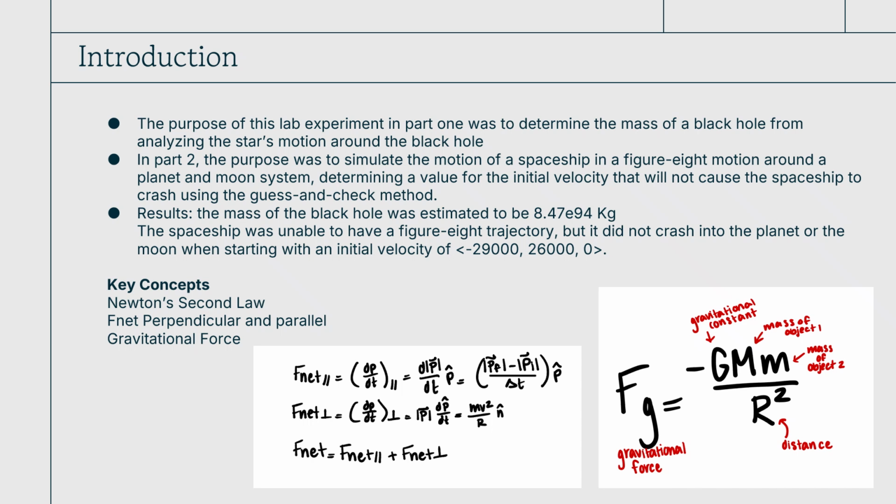Some key concepts to look at when doing this experiment are Newton's second law, which includes the velocity update formula and the position update formula, along with the fact that F net equals dp dt, which will be important in our code. We also have F net perpendicular and parallel, and it's important to note that the net force total is equal to F net parallel plus F net perpendicular. We also look at the gravitational force, as we're not working in the Earth's gravitational system, so we use the formula Fg equals negative G m1 m2 over r squared, where G is the gravitational constant, and then we have the masses of the two objects and the distance between them.